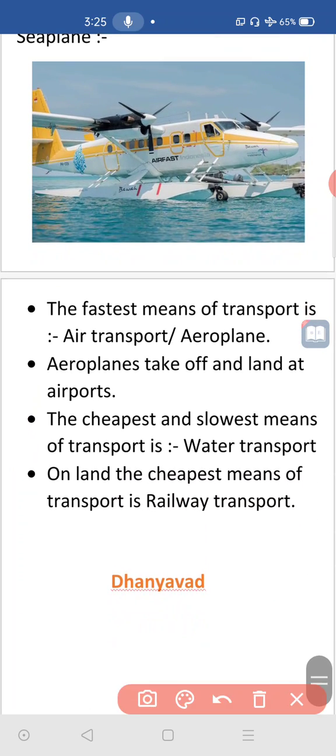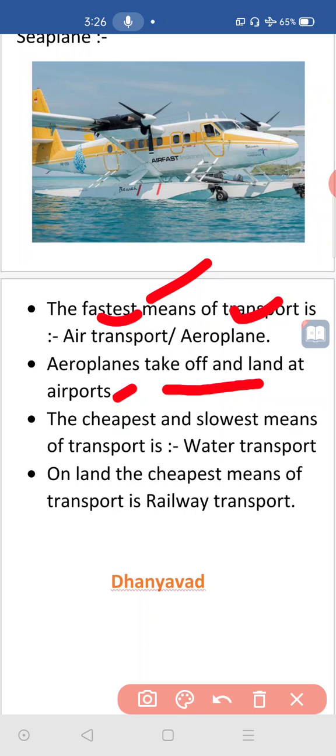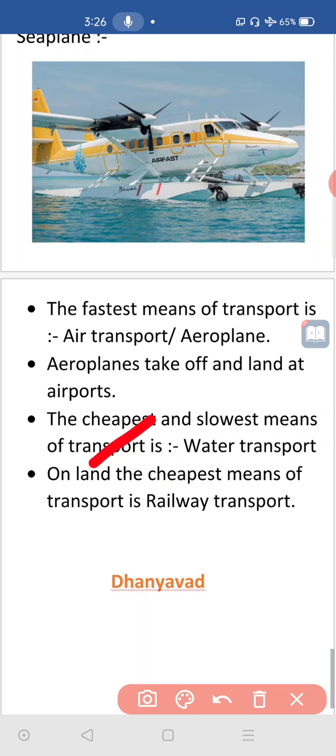And which is the fastest means of transport? That is air transport, or aeroplane. And aeroplanes take off and land at airports. They are going to land in the airports and take off from that place. The cheapest and slowest means of transport is water transport. For example, ships and boats, we use them to go to other countries, and they move very slowly and their fare is very less. That is why they are considered the cheapest means of transport, and also we call them the slowest means of transport.